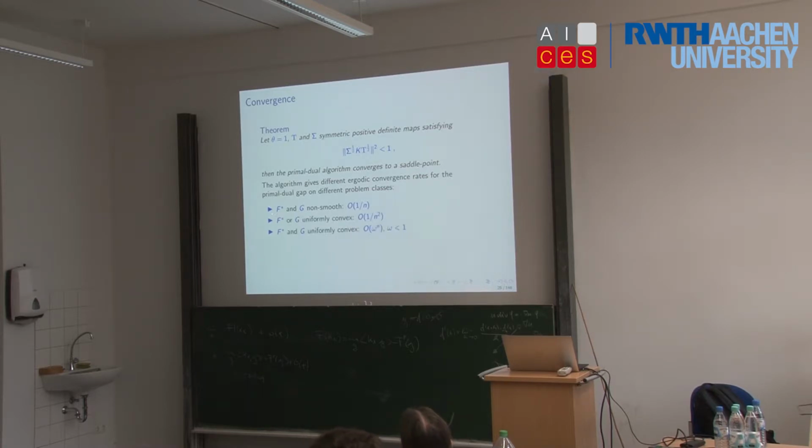If both f star and g are non-smooth, then it achieves a convergence rate of 1 over n. N is the number of iterations, so the primal-dual gap goes down like 1 over n. If one of them is strongly convex, then you can accelerate the algorithm. You get 1 over n squared, which is already much better. And if both f star and g are strongly convex, then you get a linear convergence rate. These rates show you that in any situation this algorithm is optimal, and you can only improve on its constants, but not on the asymptotic rate.